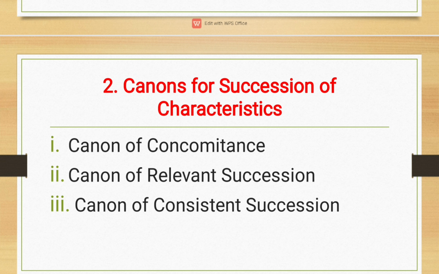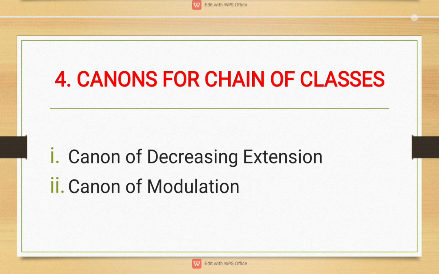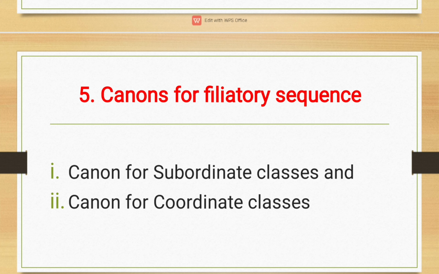Canons for succession of characteristics are three canons: canon of concomitance, canon of relevant succession, canon of consistent succession. Canons for arrays are four canons: canon of exhaustiveness, canon of exclusiveness, canon of helpful sequence, canon of consistent sequence. Canons for chain of classes: canon of decreasing extension, canon of modulation. Canons for filiatory sequence: canon for subordinate classes and canon for coordinate classes.